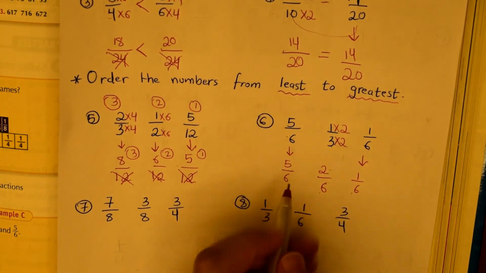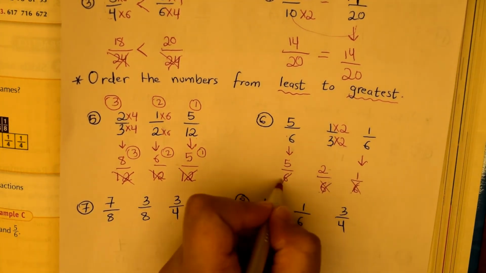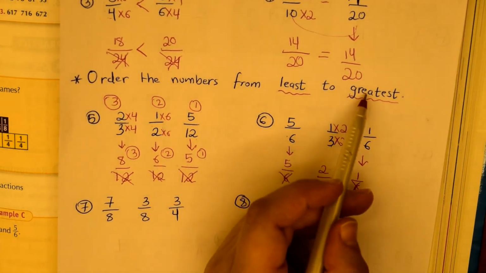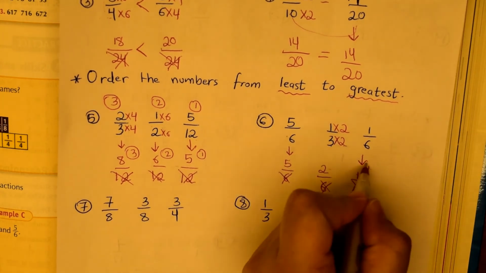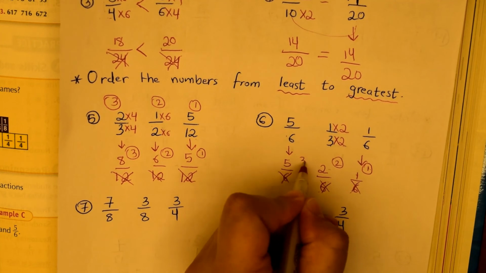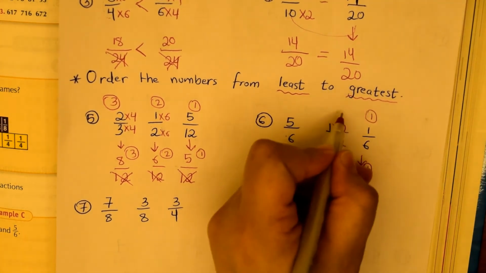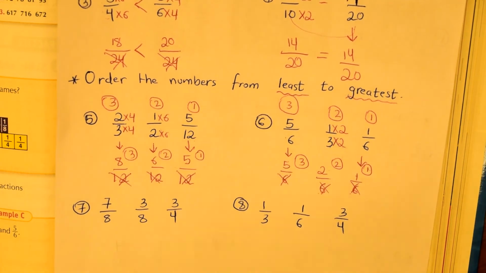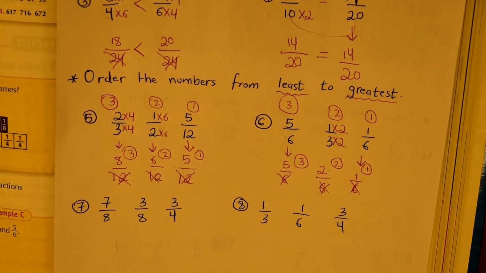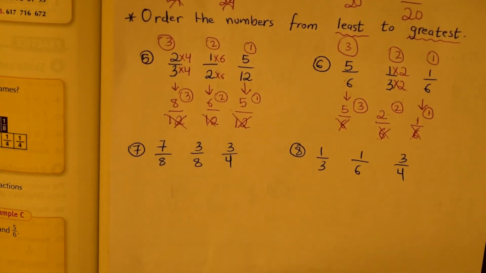Here I have common denominator, so I will cross them all. I want from least to greatest. So this is the smallest, 1, then 2, then 5. So here I have, this is 1, 2, and 3.